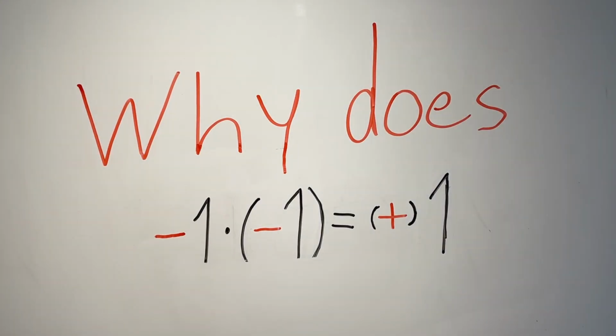We all know that positive times positive is positive. Example, 2 times 3 is positive 6, and positive times negative is negative. Example, 2 times negative 3 is negative 6. But why is negative times negative positive?